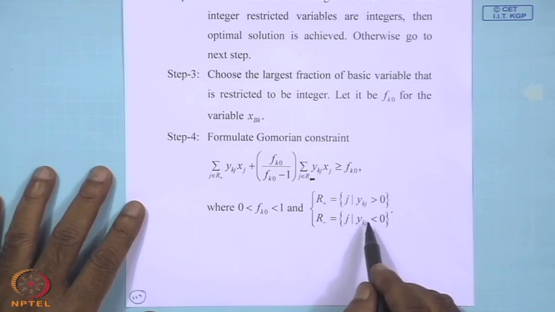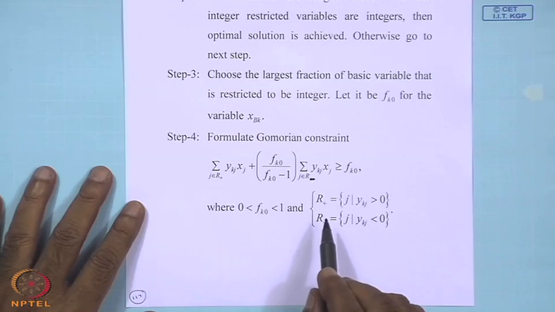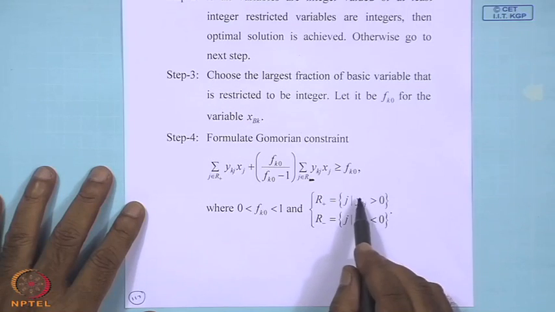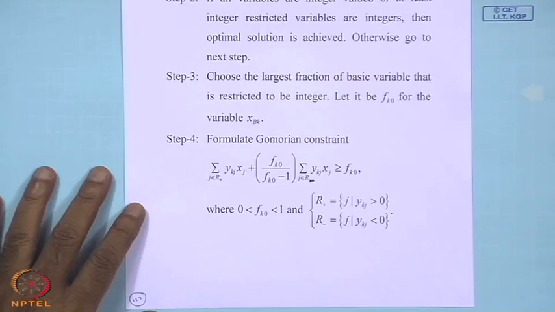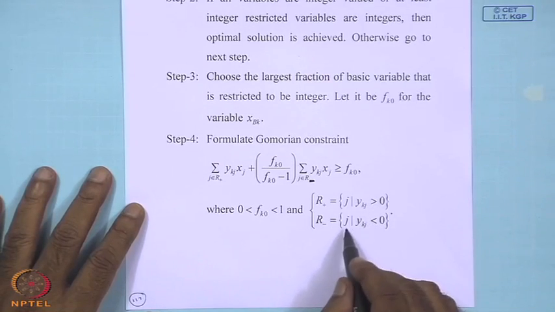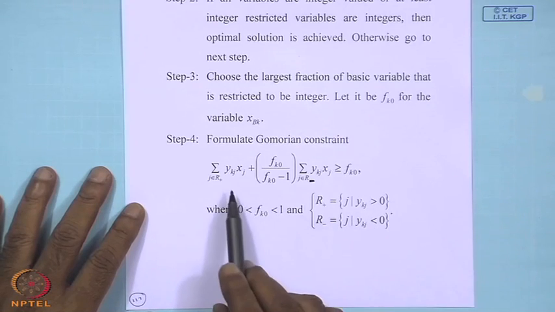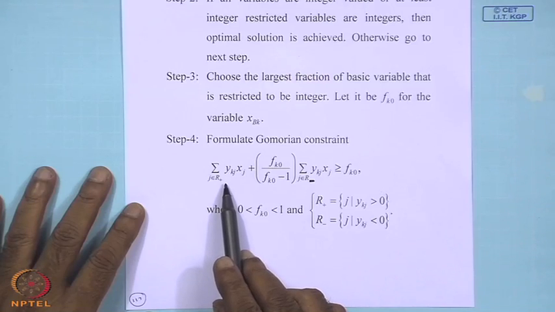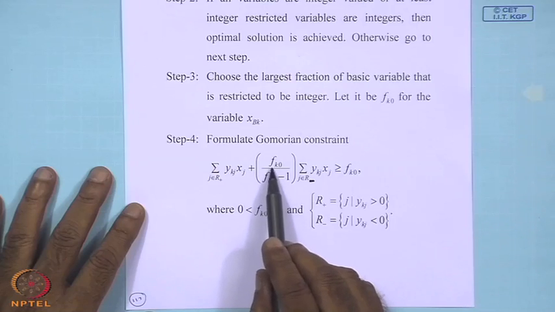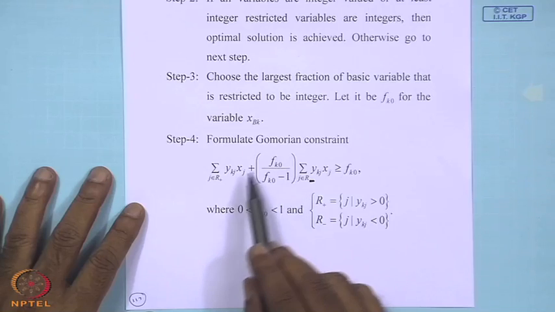If you remember, in the pure integer problem, we have not considered the variables for which the coefficient was greater than 0. We have only taken the coefficients of the variables whose values are less than 0. That is one restriction we have imposed over here, one modification we have made. Another condition we have imposed is f k 0 by f k 0 minus 1. Now, in the last case we derived how we were getting it.